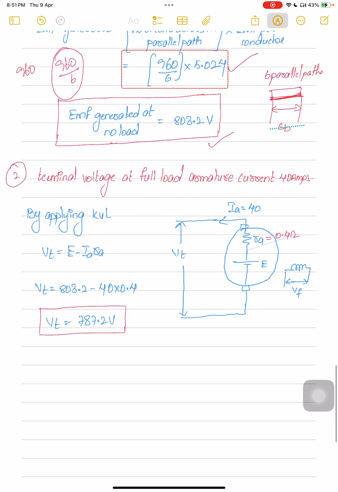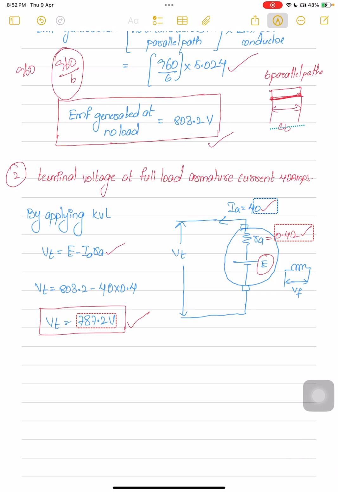Now we need to find the terminal voltage at full load. We already calculated Ea, the generated EMF, and the armature resistance. They are giving an armature current of 40 amps. By basic KVL, we get an expression like this. Then the terminal voltage will be 787.2 volts.